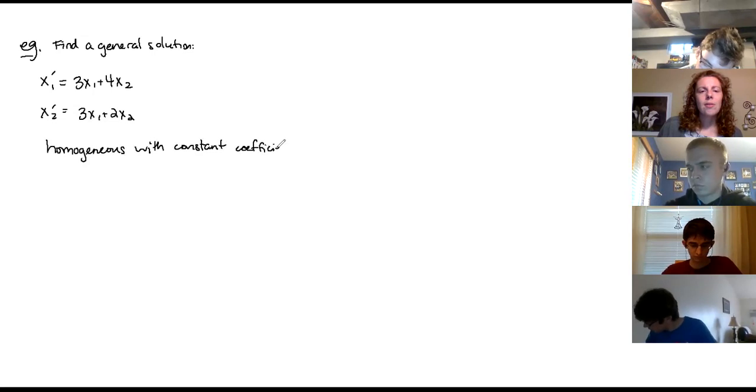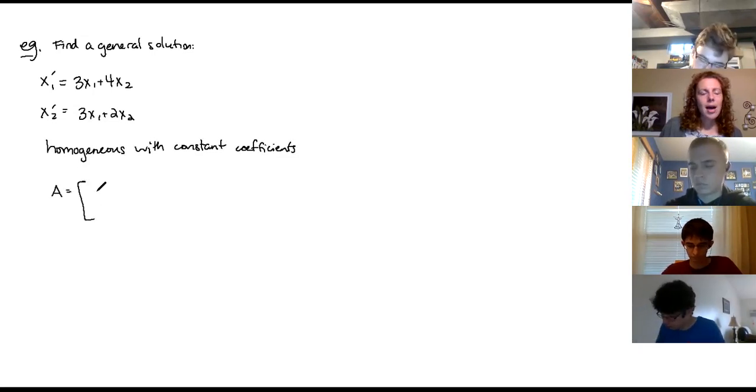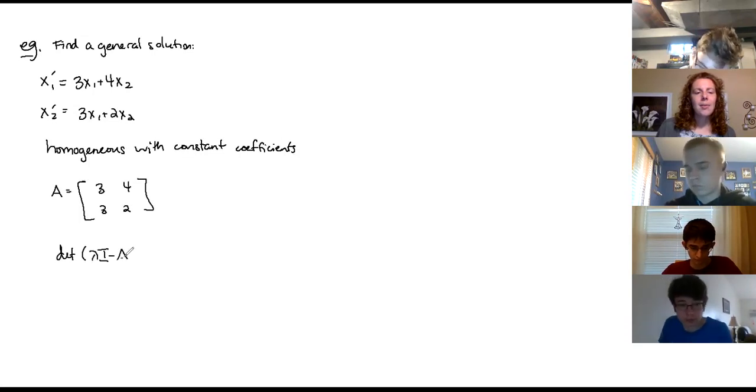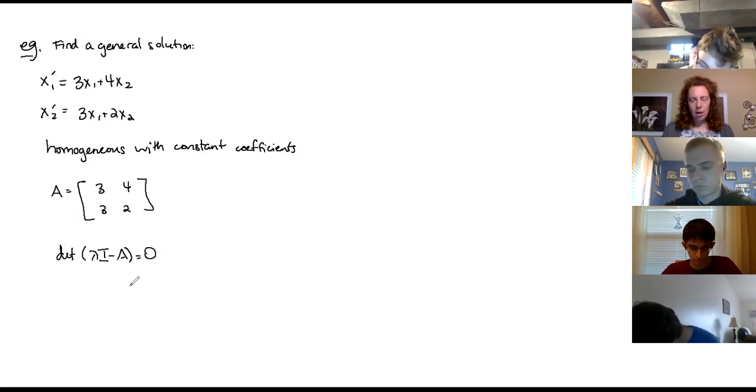All right, so my matrix A, reading across, is 3, 4, 3, 2. Okay, so the equation that I need to solve is the determinant of lambda I minus A equals 0.